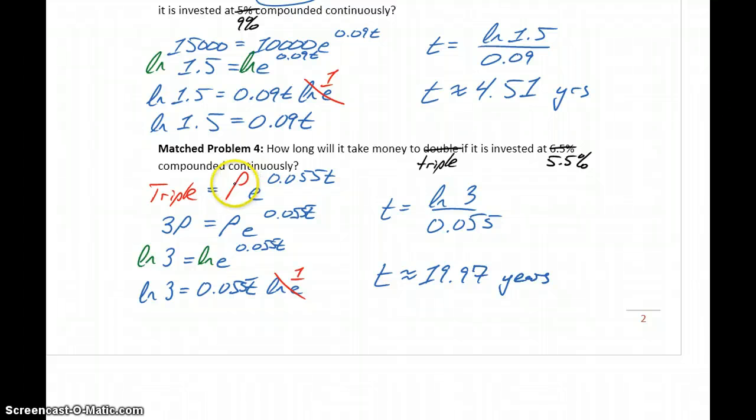So whether we invested $100, $1,000, $10,000 at this interest rate, it'll always take about 20 years for that investment to triple.